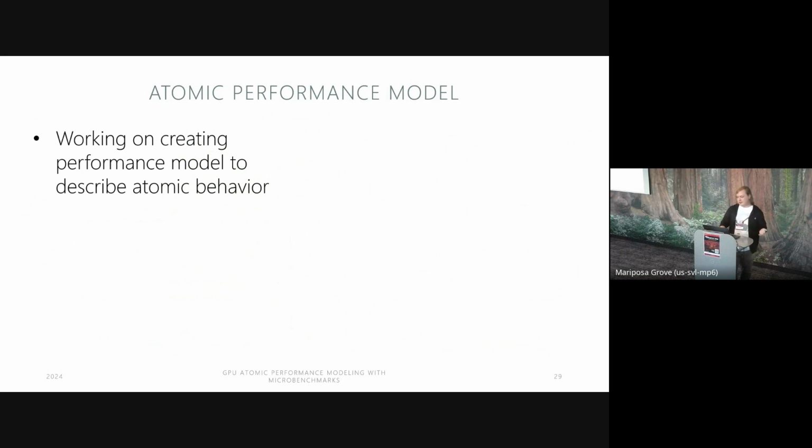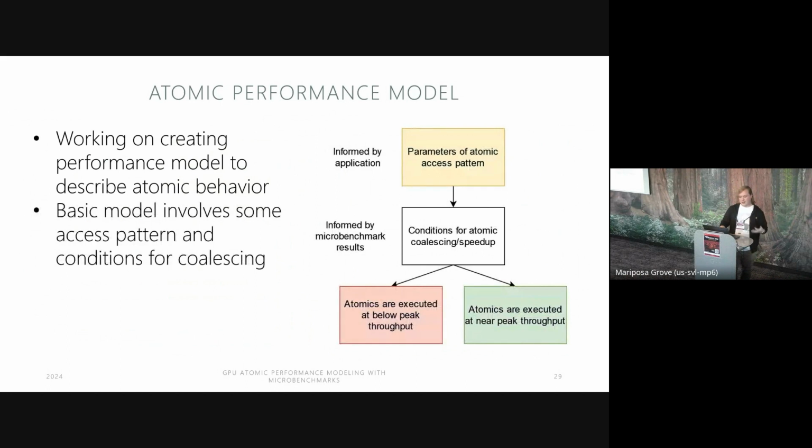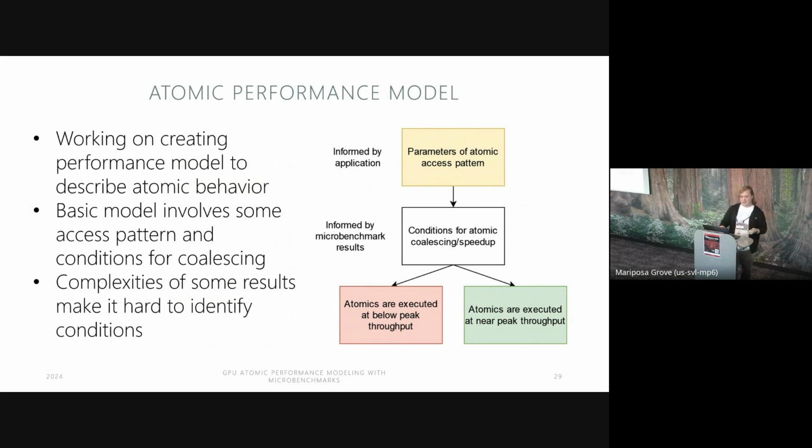The basic model as we've worked through it right now involves some kind of access pattern. There are parameters of that pattern that are informed by your application, and then there are some conditions that are informed by our results. And basically, it's a simple little flow chart right now. Simple model that tells you, you have some parameters, you have some device that has some characteristics. Can you get peak throughput, or are you going to get below peak throughput? Obviously, there's a lot of complexities to this. These complexities make it really hard to identify conditions.